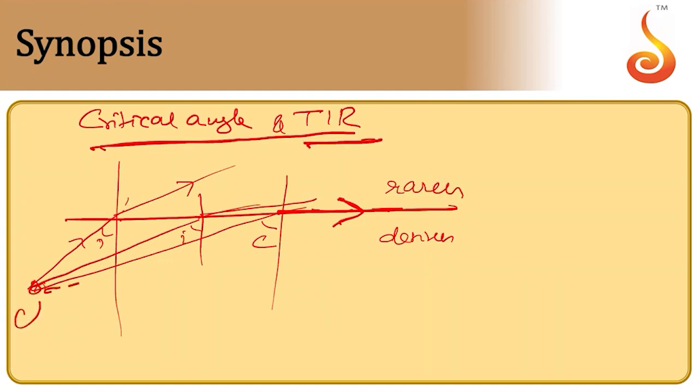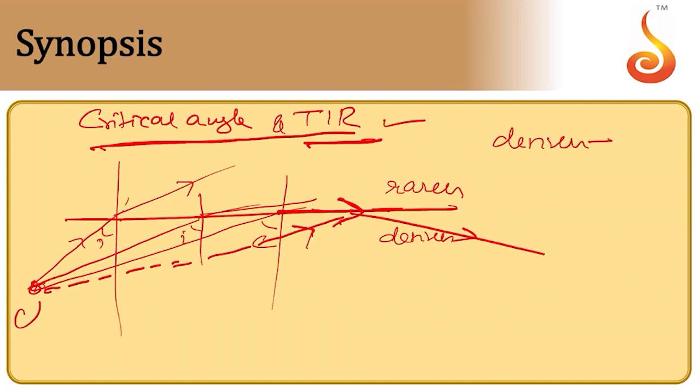If I increase the angle of incidence further, then the incident ray eventually gets reflected inside the same medium. This is what is called as total internal reflection. In order that the total internal reflection takes place, remember, the light should be traveling from denser to rarer medium. This is one of the very important requirements. And the angle of incidence should be greater than the critical angle.